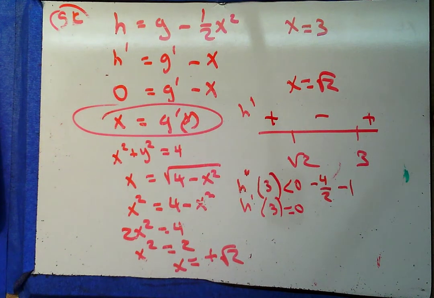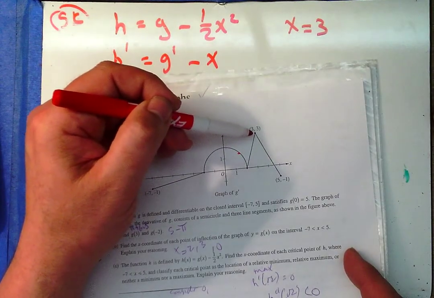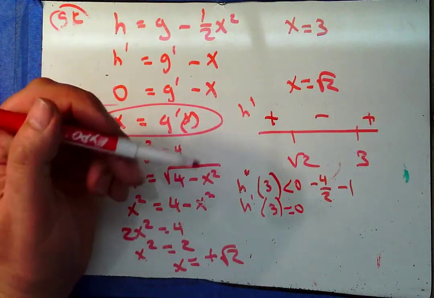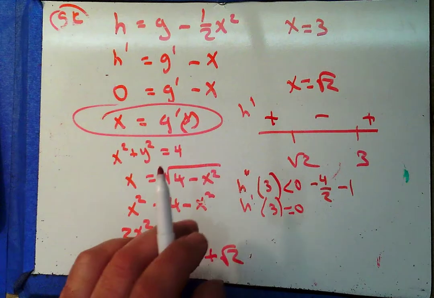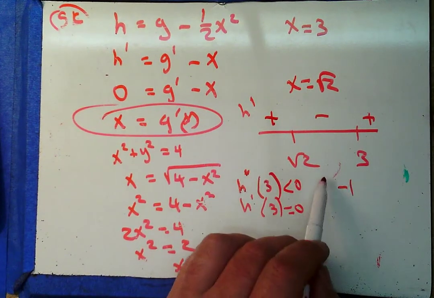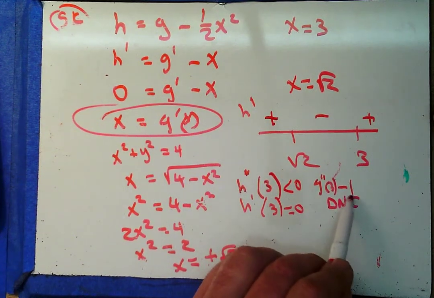But I can't. Why not? G double prime of 3. What was wrong with G double prime? Oh, duh. G double prime of 3. Look, there's a pointy point there. I can't take the derivative at that point. So while G prime of 3 exists, G double prime of 3 does not exist. So I don't know what I was looking at for that. This is G double prime of 3. That does not exist.